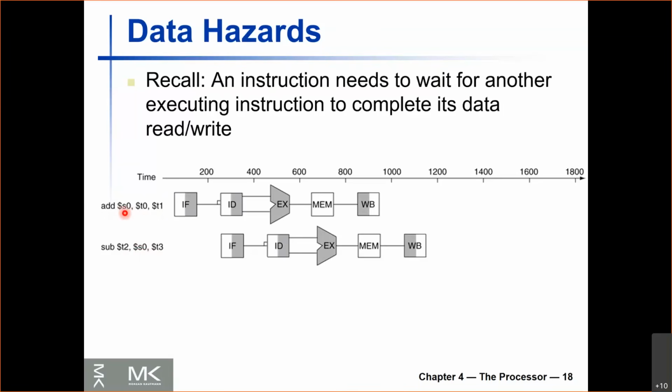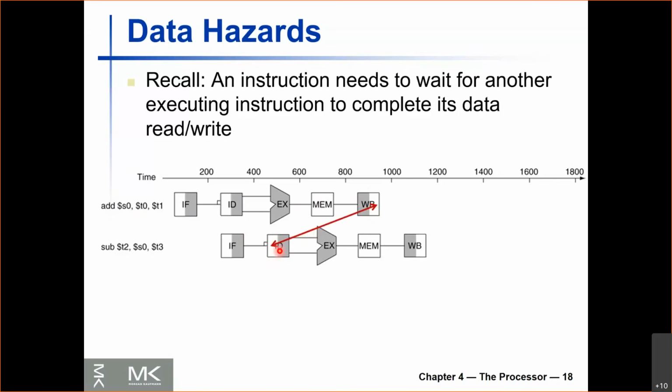However, the problem here is that when I pipelined, now I'm trying to read S0, the subtract instruction is going to try and read S0 from the decode, but I haven't actually written S0 yet. The add instruction still hasn't written S0 to the register file. It does it on the write back stage, but now subtract is trying to read S0 before it got written. And this is a problem, right? This is a problem. We can't have this.